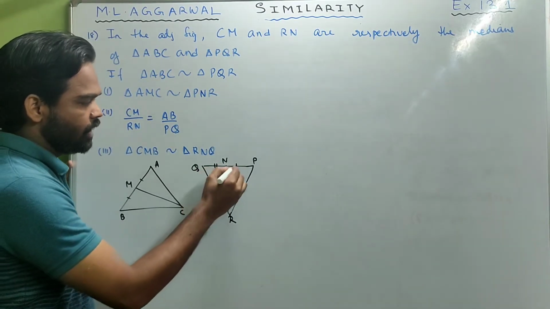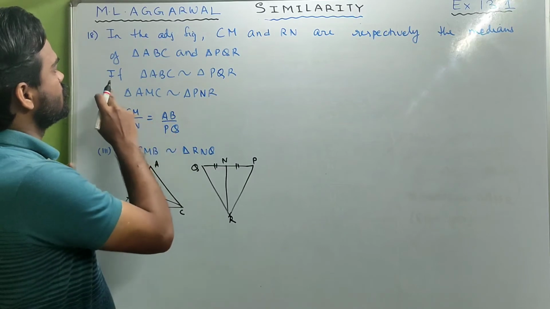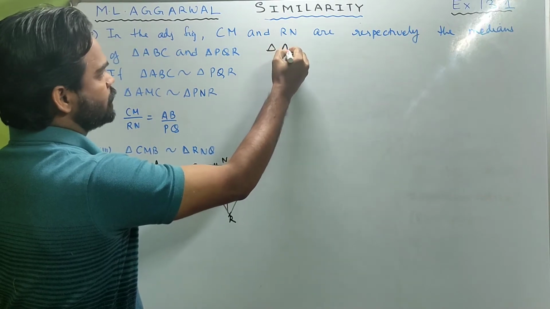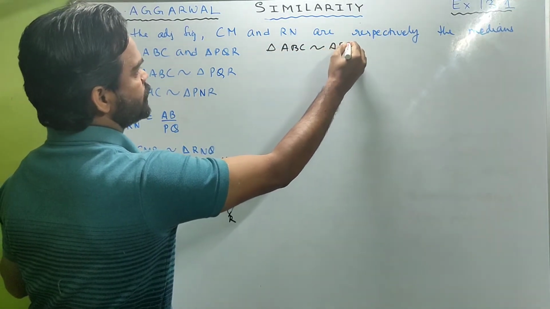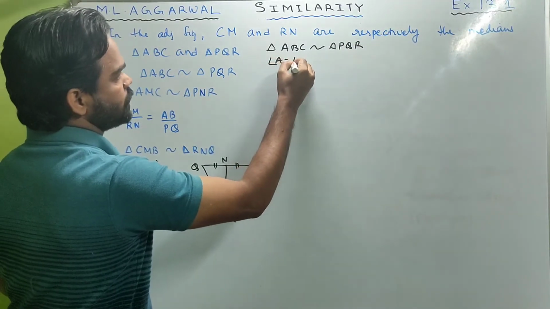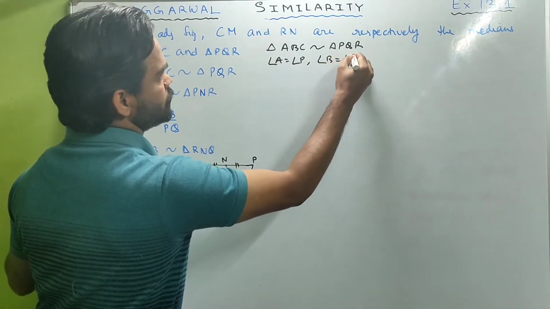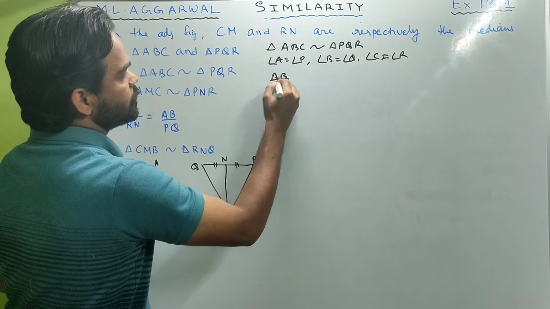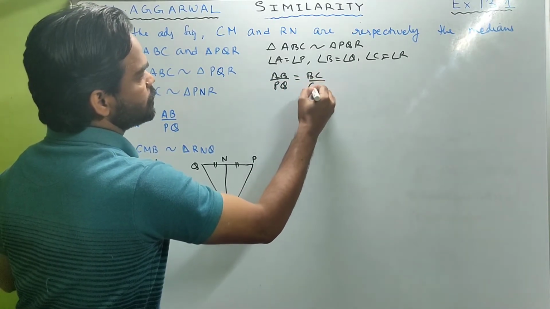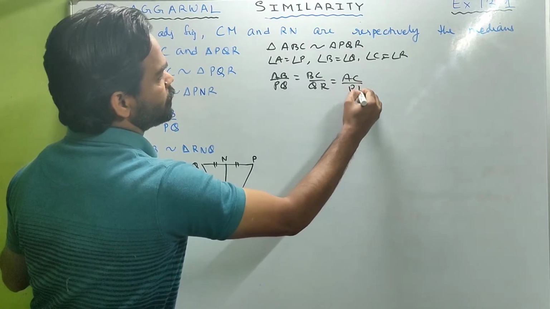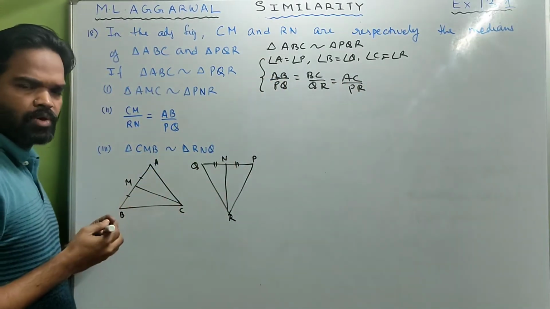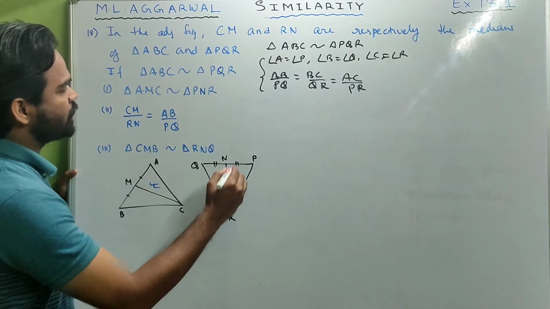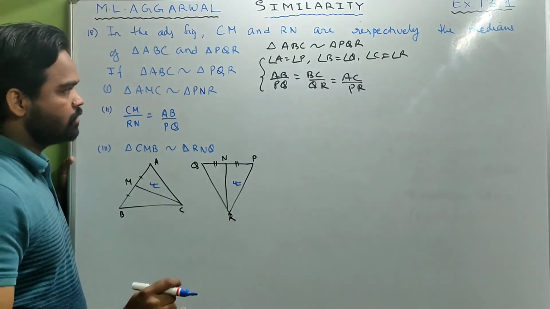Is it clear? Now, they told us if triangle ABC is similar to triangle PQR, we can say angle A equals angle P, angle B equals angle Q, angle C equals angle R, and AB by PQ is equal to BC by QR is equal to AC by PR. We can write like this, because this was given to us. Now look at this sum. Prove that triangle AMC and triangle PNR are similar.